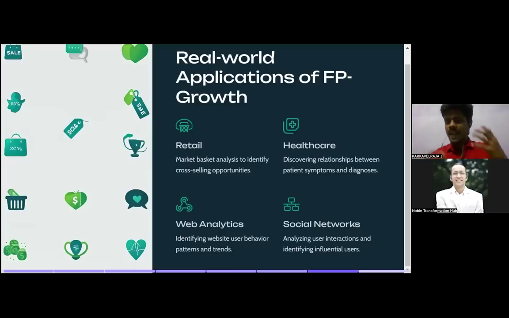Okay, like running nose, now also I am having, okay, running nose, and then cough, then you're gonna have a fever, take this kind of tablets. Like that we can create association rules, right?